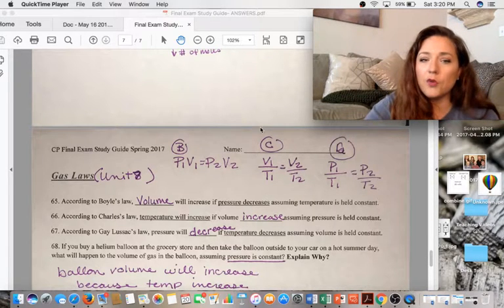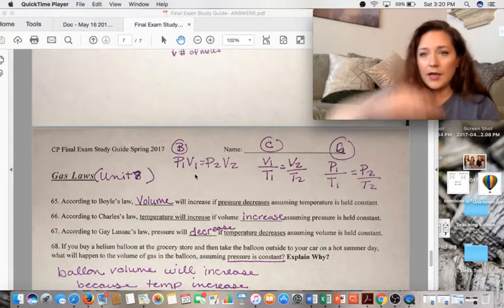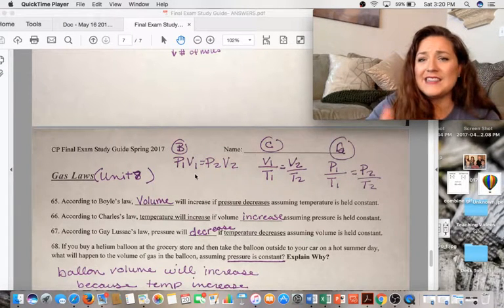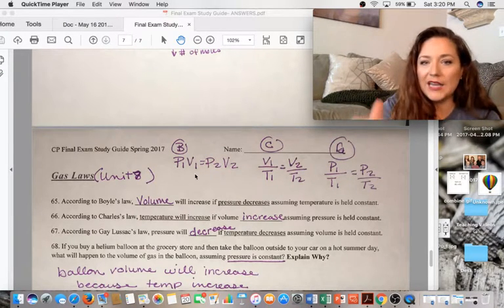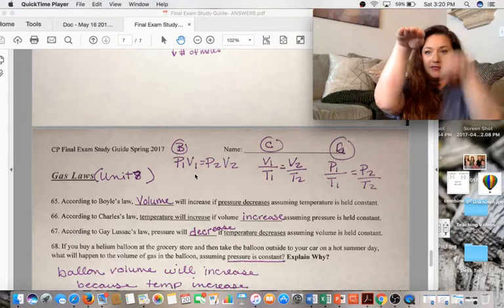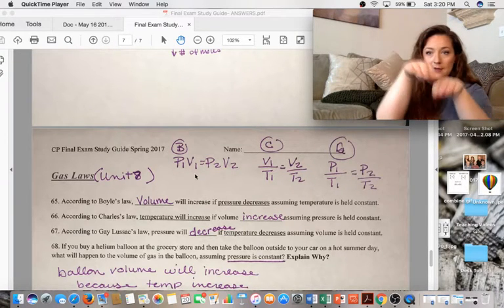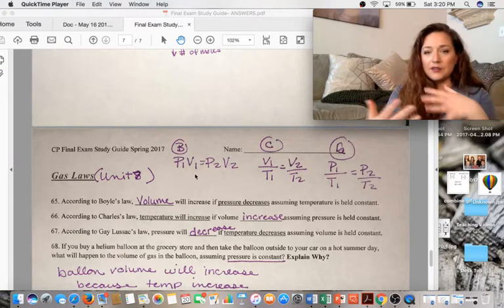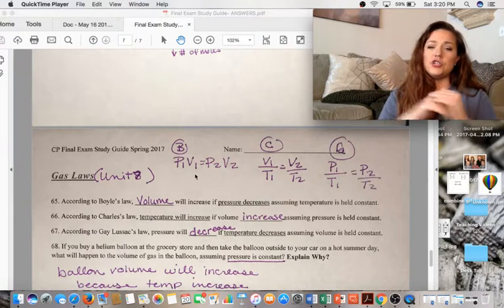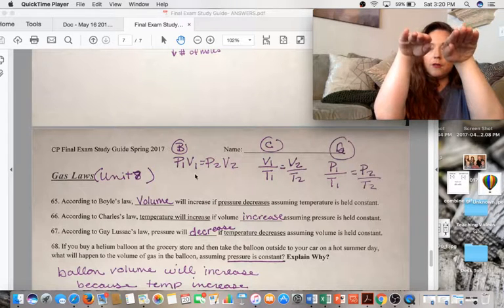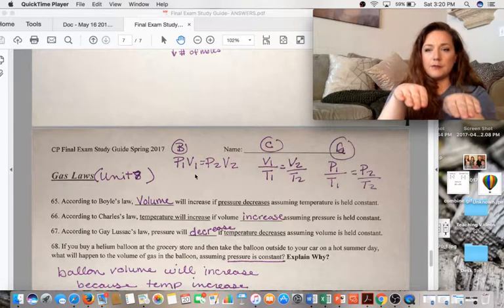Please remember Boyle's, this one right here, has a straight P1 V1 equals P2 V2. Thus, it has an inverse relationship. Meaning, if pressure goes up, volume goes down. It's inverse. While Charles and Gay-Lussac both have direct relationships. So meaning if volume goes up, temperature goes up. If pressure goes down, temperature goes down.